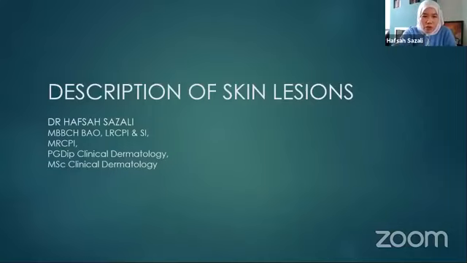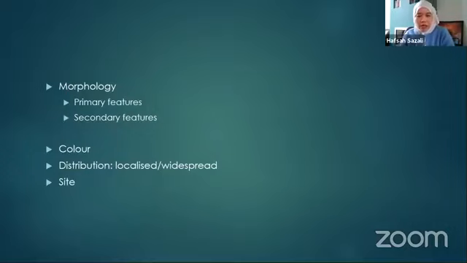Okay, so in terms of describing skin lesions, there are a few different things that we have to focus on. First is the morphology, and that can be the primary or secondary changes in the skin lesions. The color, of course, we love colors. Distribution, whether it's localized or widespread or other kinds of distribution, which we'll go into later, and also the site, of course.